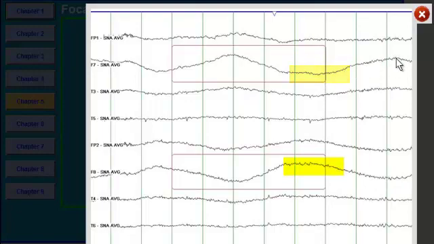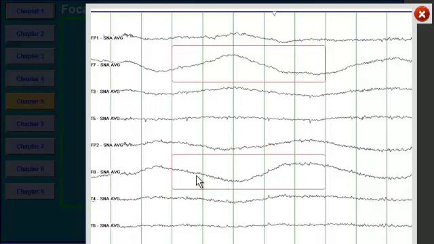Basically, what you're seeing here are lateral eye movements. As you might know, the cornea of the eyeball is more positive relative to the retina. So when a person looks to the left side, the positivity on the cornea gets recorded on F7 and the negativity on the retina gets recorded on F8.